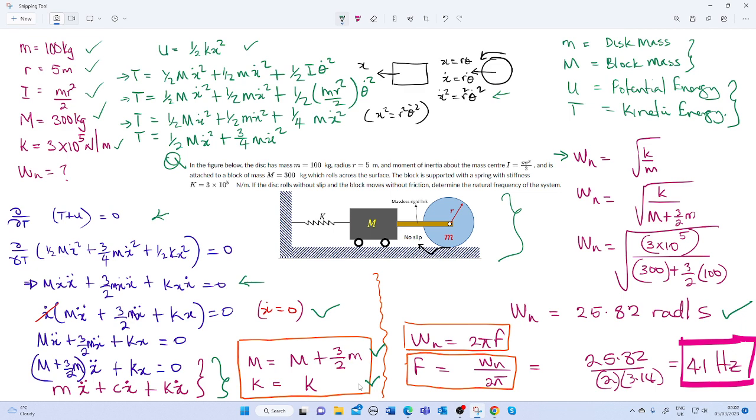Now, using the Wn equals 2 pi f equation, we can deduce that our frequency in hertz, not in radian per second this time around, becomes Wn over 2 pi. So that gives us 25.82 over 2 multiplied by 3.14. That gives us 4.1 hertz. Once again, our calculated natural frequency for this particular system becomes 4.1 hertz. Thank you very much.